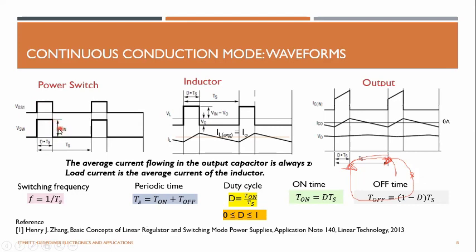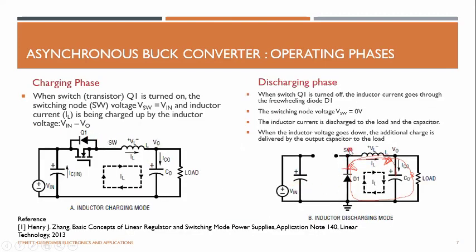When you turn off the power switch, the switch node voltage simply becomes 0, because in this case, this diode is acting as a short circuit, which means it is grounding the switch node, so the switch node voltage is simply 0.